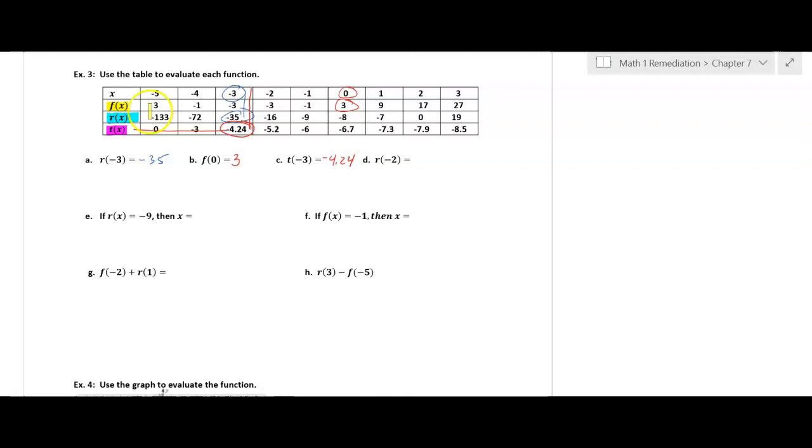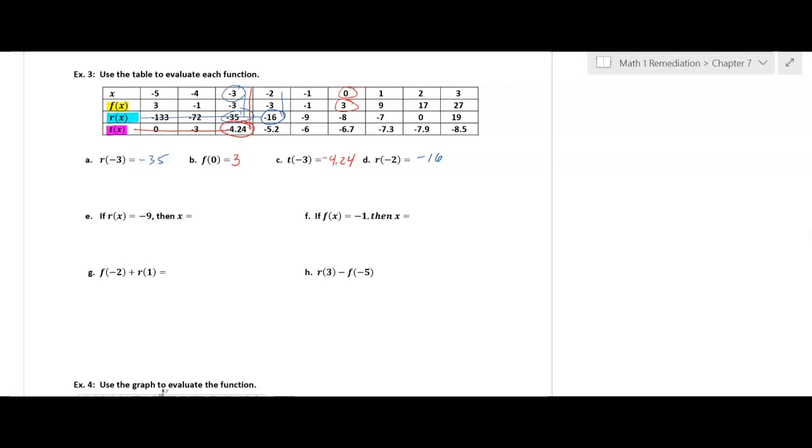r of negative 2, right? I know I'm going to go to this blue function. I'm going to scroll all the way over to an input value of negative 2. When I come down, what does that end up being? Negative 16. So this is all about how to read a table, basically.